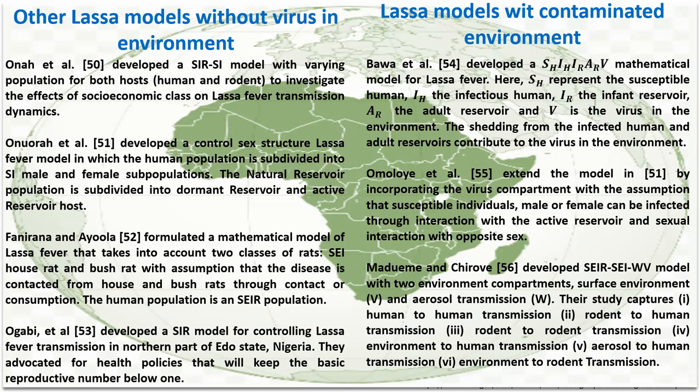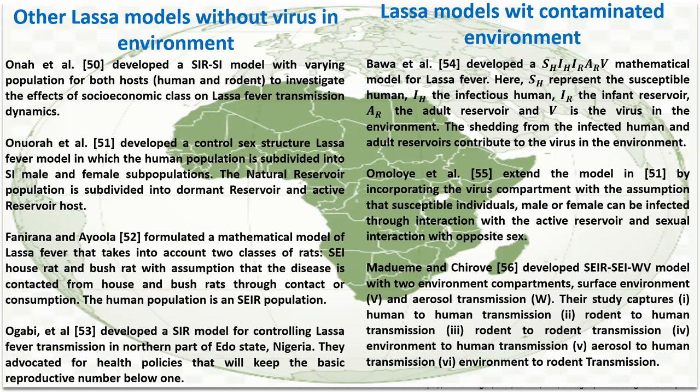They try to look at which of these particular subpopulations of the rats contributes more to this disease. Then we have Ogabi et al., who also developed a mathematical model for the northern part of Edo State. Edo State is a state in Nigeria where the disease is more endemic than in every other state. They developed a model to look at the transmission in that particular area, and they advocate for health policy that will keep the reproduction number below one. So these are a few works on the basic Lassa model with a contaminating environment.